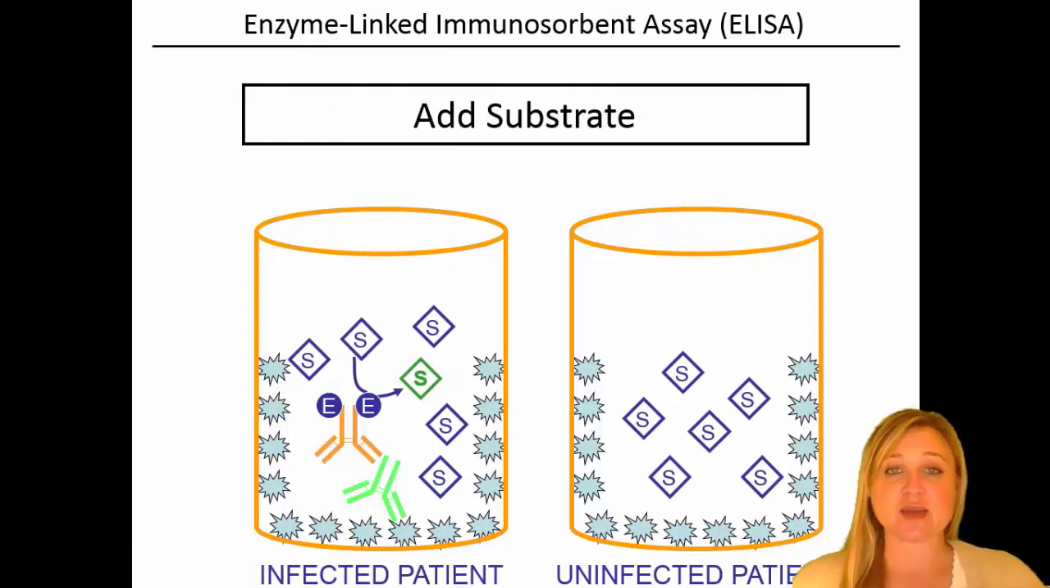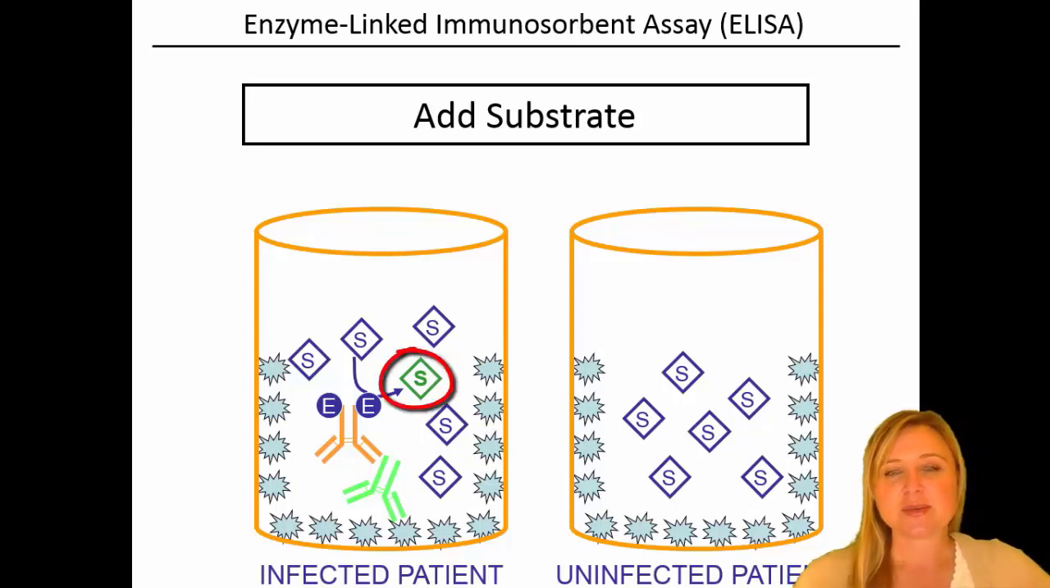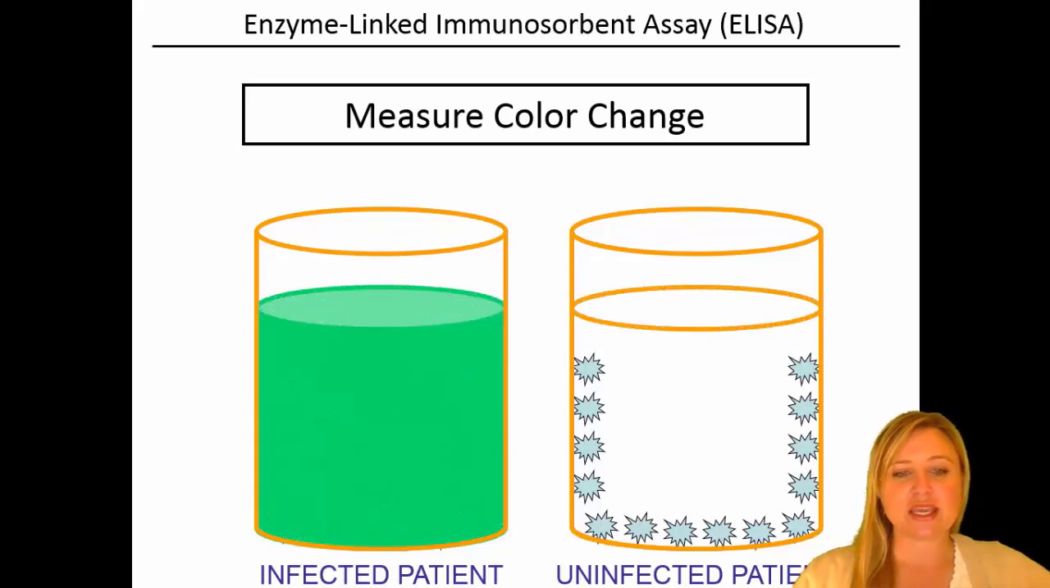Now the last step is to add in the substrate. And if the enzyme is present, it's going to cleave the substrate, and the substrate is going to turn color. So the substrate is just the particular molecule that that enzyme acts upon, and it's dissolved in a liquid solution, so we can add it into the well. So we add the substrate solution into the well, and if the enzyme is there, then it's going to cleave the substrate, and we're going to get color. Okay? Now, if we get color, that means that is a positive sample, that there were patient antibodies there that recognize the antigen we used to coat the plate. In an uninfected patient, there's not going to be any color produced.